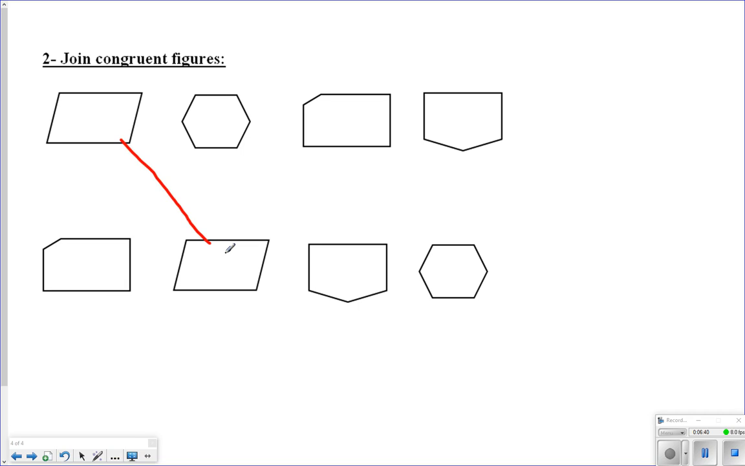Here we have this hexagon. Which figure is congruent to this hexagon? No, yes. So I'll match this with this. The third one, this shape, congruent to which shape? Of course, it looks like this, so it's congruent to it. And the last one, we'll join this with this. These are the congruent figures.